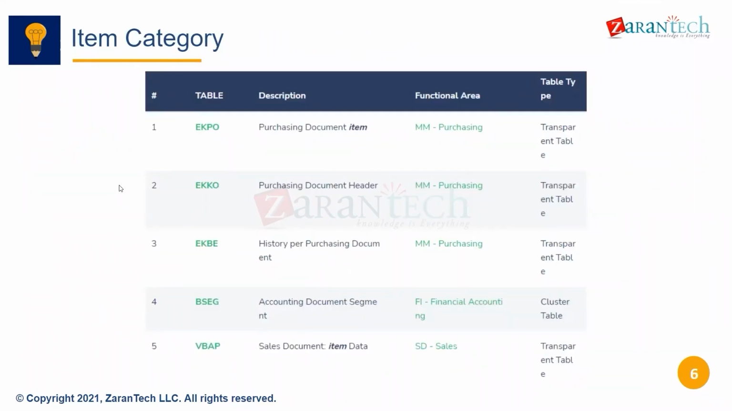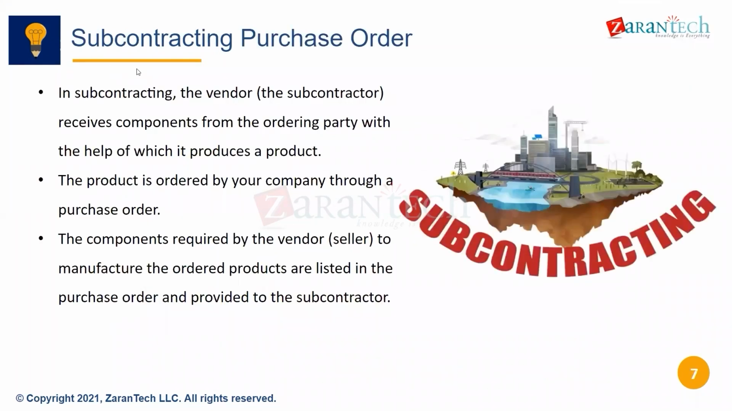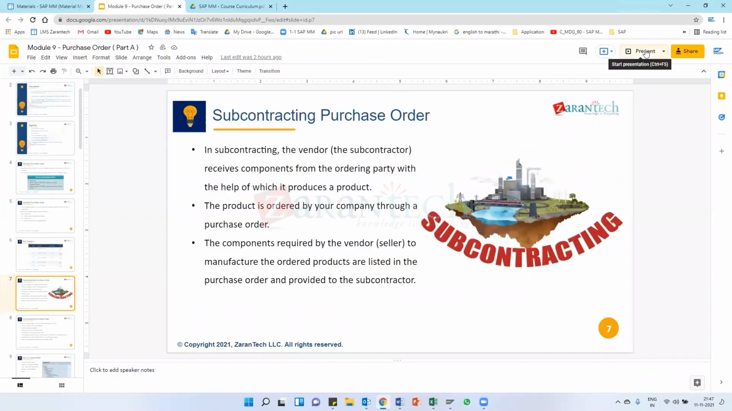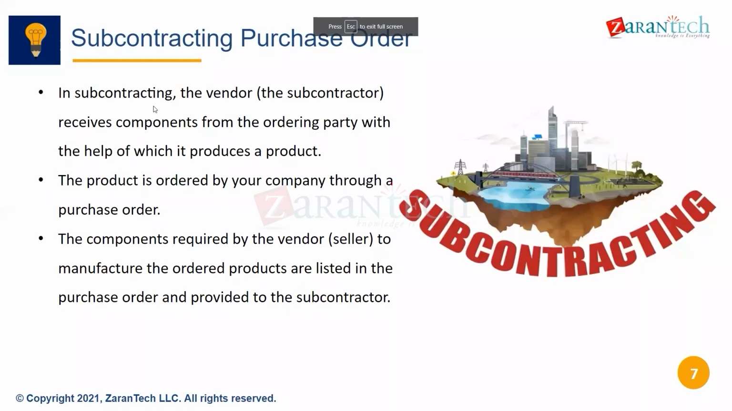So we have seen this standard view. Now let's see the subcontracting purchase order. I'll explain first with this PPT. In subcontracting, the vendor or the subcontractor receives the components from the ordering party, meaning from the company, with the help of which it produces a product. We can call the subcontractor the vendor as well in the subcontracting process. So the vendor will receive the material from the company, and by using that material, the vendor produces one final product.